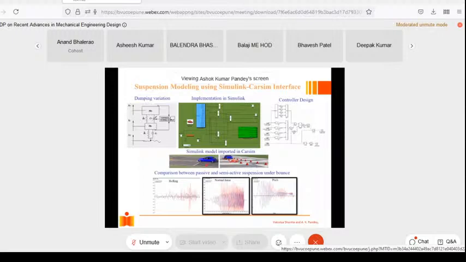So whatever changes are happening in Simulink, you can transfer it to the model in CarSim, and you can visualize the motion of the vehicle on the road condition that is there, and then see how each component is varying with time. That can also be visualized nicely in CarSim. So here the coupling of these two things is happening.